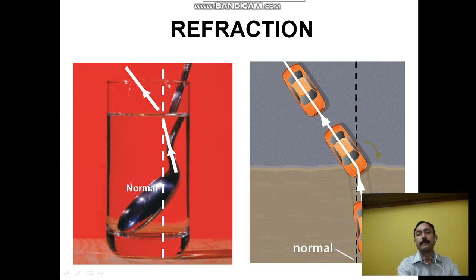Here its velocity is less at the interface of the muddy surface and the normal surface. The front wheels' velocity increases, and the back wheels' velocity is less. So what happens? The front wheel tries to move fast, and when it is trying to move fast, it is deflecting away from the normal.